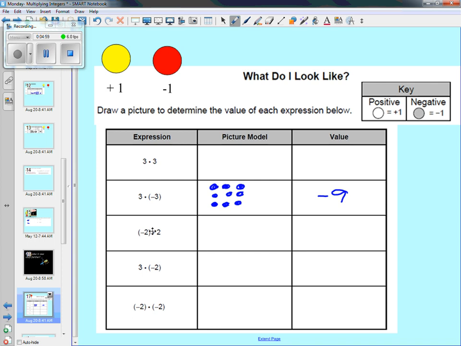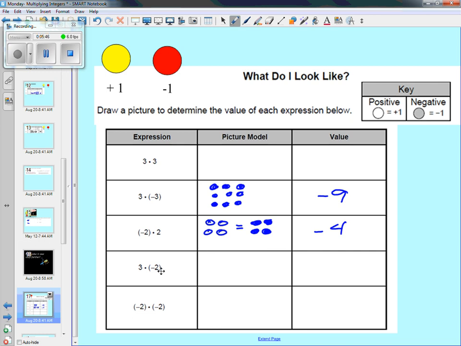On the next one, when I have negative 2 groups of 2, we have to remember that the negative sign also means opposite of. So first we're going to draw out our 2 groups of 2. And since this negative means the opposite of 2 groups of 2, we're going to flip this over and put equals with our 2 groups of negative 2. So this negative sign in front means that we'll change from 2 groups of 2 to 2 groups of negative 2. And the answer to that then is negative 4.